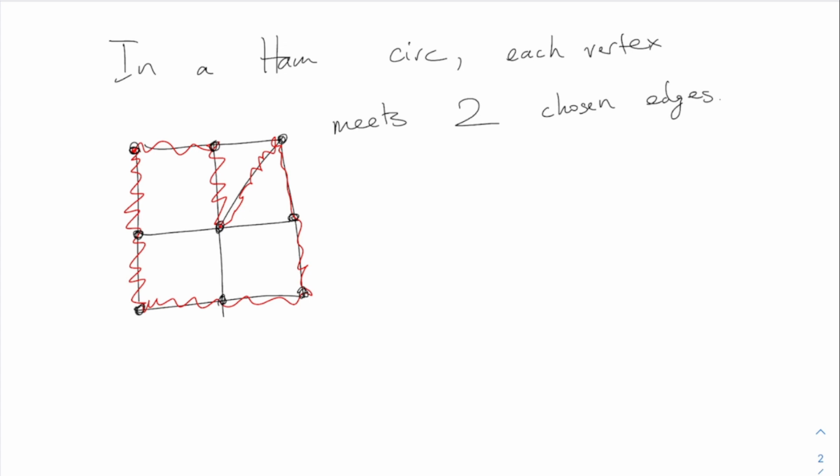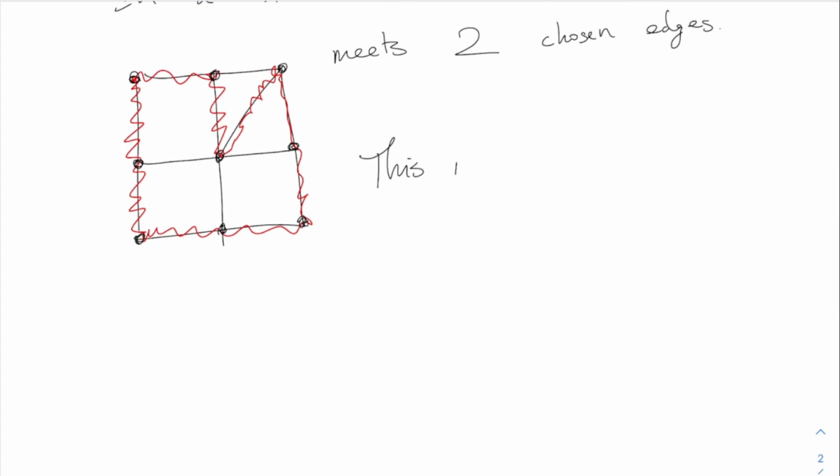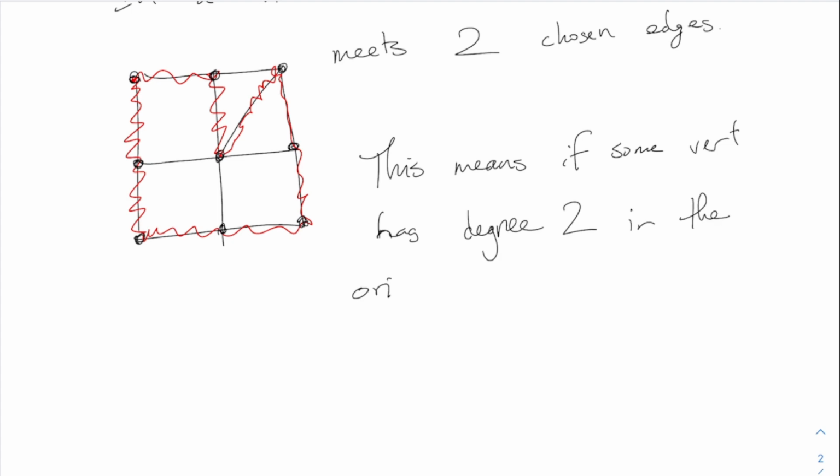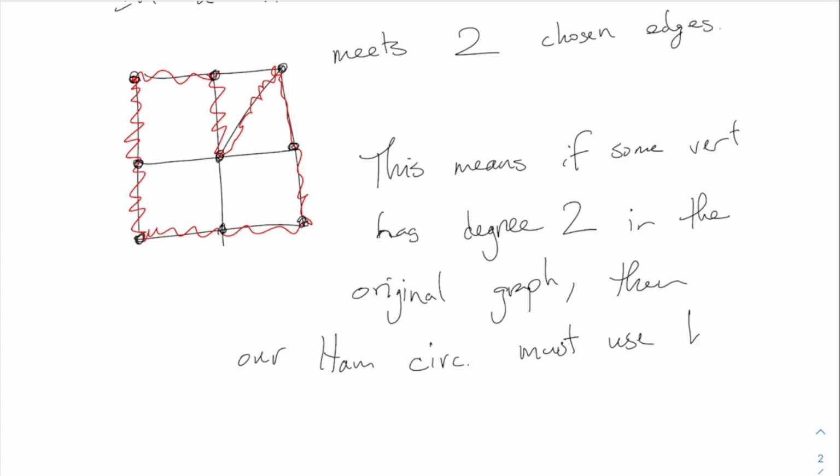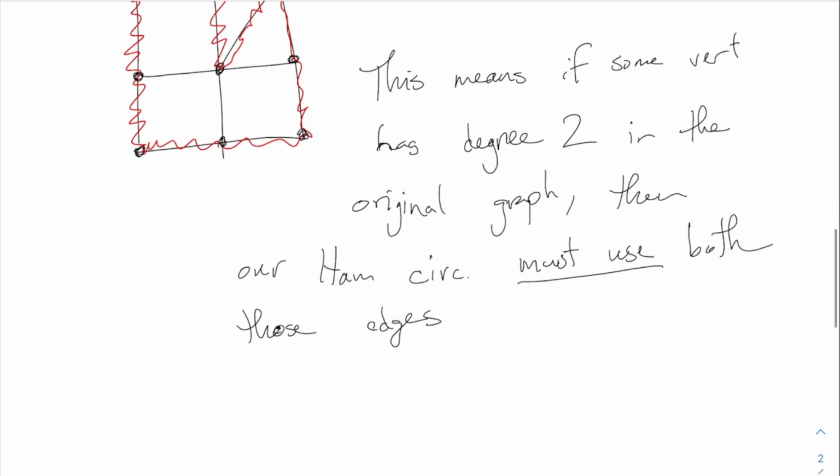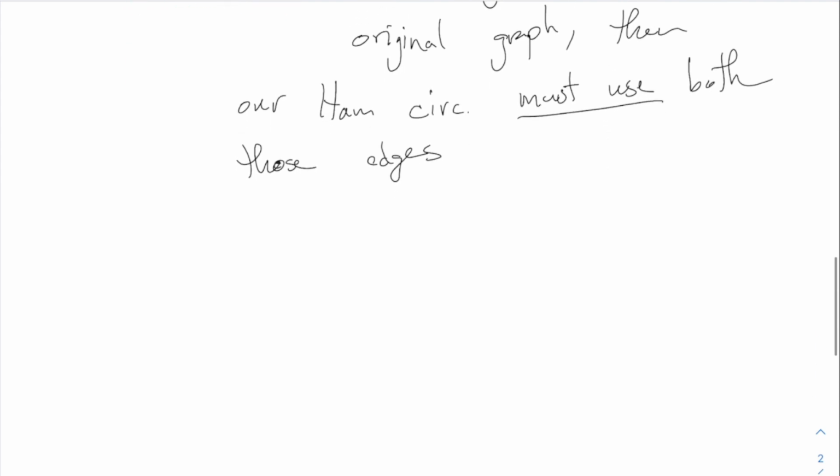And this actually can help you create a Hamilton circuit in a graph without any guessing. So this means if some vertex has degree 2 in the original graph, the OG if you will, then our Hamilton circuit must use both of those edges. All right, I'll show you what I mean by this. This is actually, once you look at it properly, an obvious fact, but it actually helps you a lot in terms of building a Hamilton circuit.